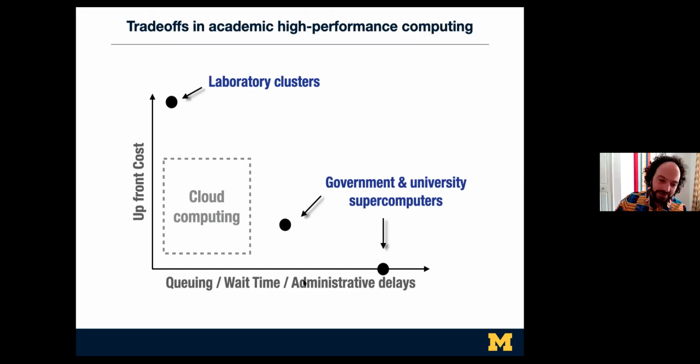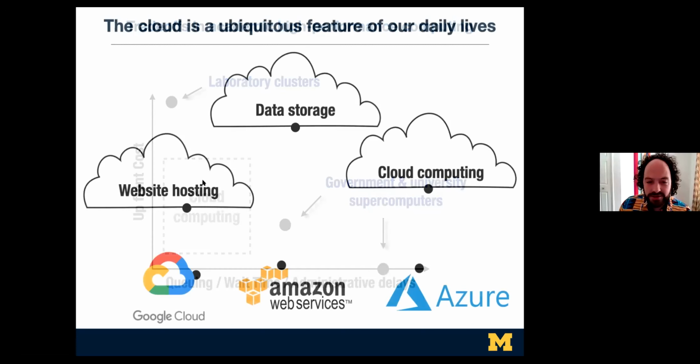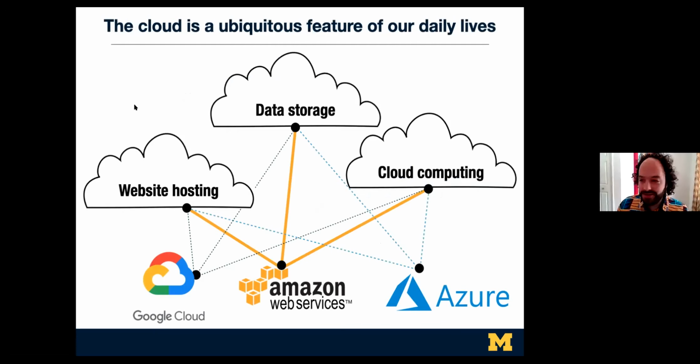So in the middle here is cloud computing because the upfront cost is low. Perhaps over time that number can change, but upfront cost is low and there's low queuing time because you can log on and get access immediately. I think we all are familiar with the cloud at this point, where we as end users look at the cloud for website hosting, for some cloud computing, and also data storage like Google Drive. In the back end, there are a lot of companies. These are three of the largest: Amazon Web Services, Google Cloud, and Microsoft Azure are the back-end servers that let you actually do these different web tasks.